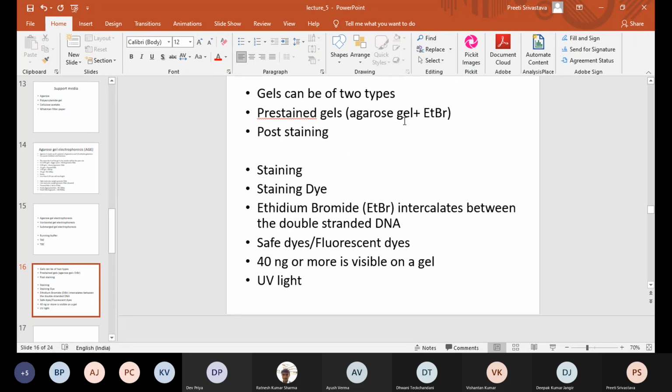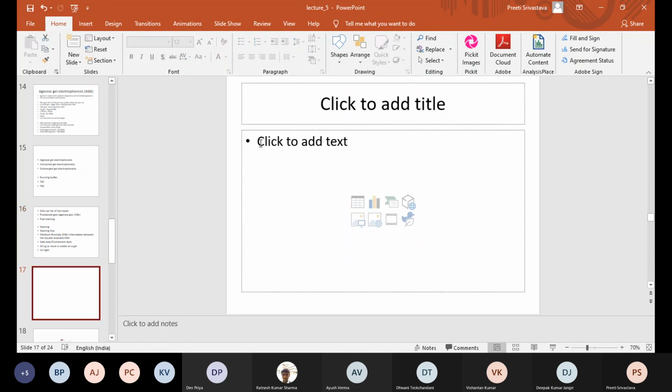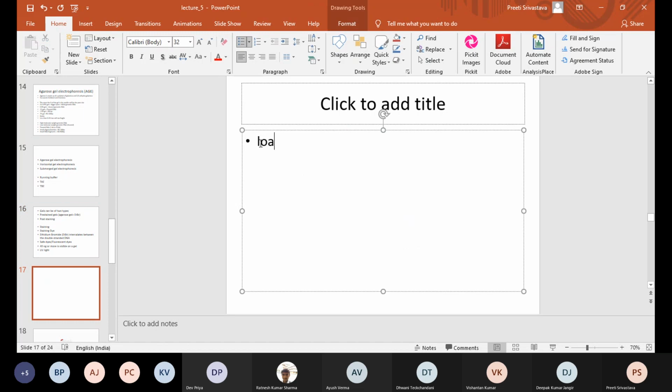Pre-staining means you mix the dye with the gel, and post-staining is when you perform the electrophoresis and then you immerse the gel in a staining solution. Now the question is how to identify whether the DNA has traveled, whether the electrophoresis is complete or not, and when to stop the run.